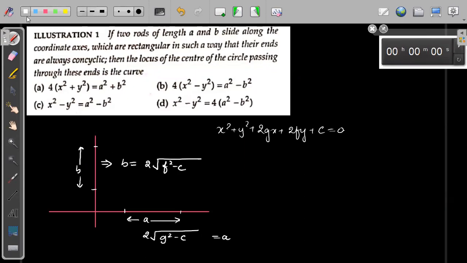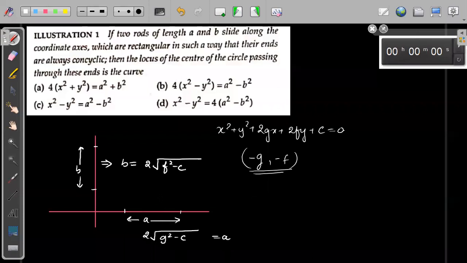We have seen this, the intercept of the circle cut by the x-axis and y-axis is nothing but the root of this thing, right? Now because they're asking the locus of the center of the circle, whose intercepts always keep the ends concyclic, we have to find the center, minus g comma minus f, in terms of this, right?